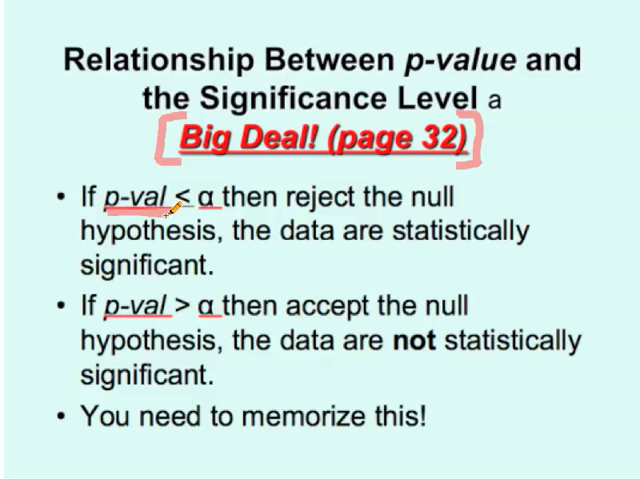All right, I got them pre-highlighted for you here. The relationship between p-value and alpha is the big deal, okay? If the p-value is less than or equal to alpha, then we reject the null hypothesis and the data are stated to be statistically significant. If the p-value is greater than alpha, then we accept the null hypothesis and the data are not statistically significant. You need to memorize this.